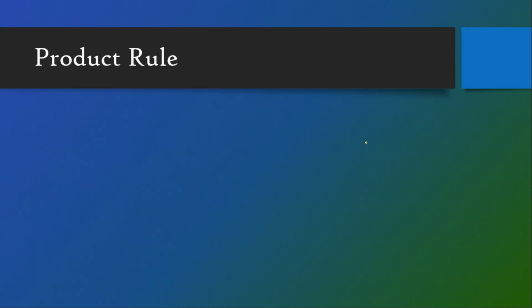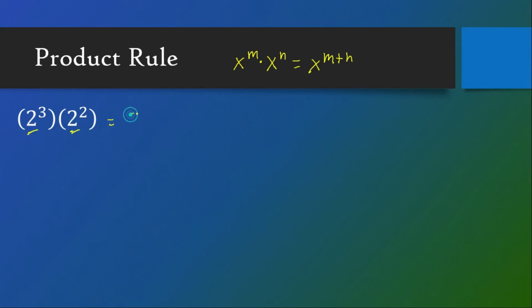I-expound natin. Ang sabi ko sa product rule, di ba? Magmumultiply ka ng same base, pero different exponent, mag-a-add ka lang ng exponent nila. Tapos, copy mo lang yung base. For example, we have 2 raised to 3, 2 raised to 2. Gagawin nyo lang dyan, since same base naman yan, parehong 2, copy the base, tapos i-add nyo lang yung kanilang mga exponent. Kaya we will have 2 raised to 5, at kapag whole number yan, kailangan nyong i-simplify yan.